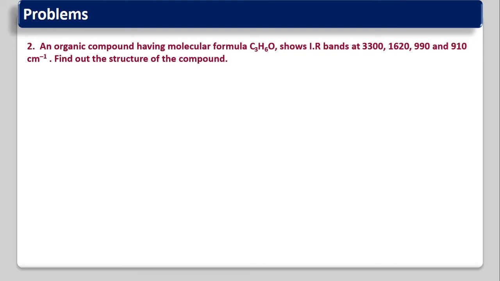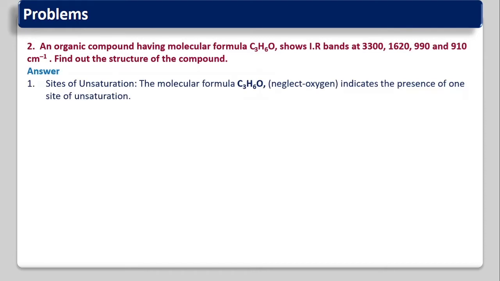The IR bands are at 3300 centimeter inverse, 1620, 990, 1910 centimeter inverse. Find out the structure of the compound. Now what is the first step? Find out the sites of unsaturation. So by using that formula, we find the presence of one site of unsaturation.